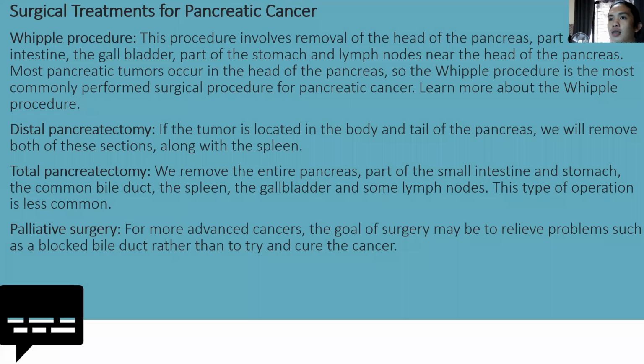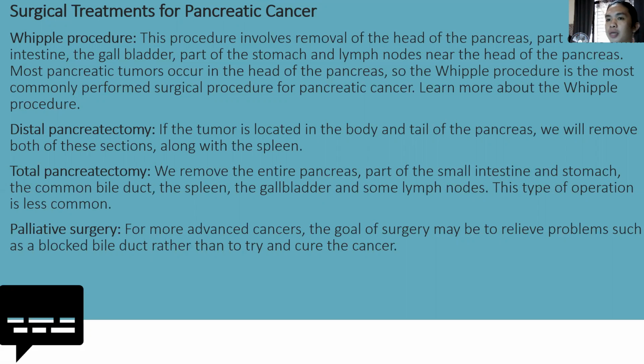Next, these are part of the treatments, the surgical ones. First one is the Whipple procedure. This procedure involves removal of the head of the pancreas, part of the small intestine, the gallbladder, part of the stomach, and lymph nodes near the head of the pancreas. Most pancreatic tumors occur in the head of the pancreas, so the Whipple procedure is the most commonly performed surgical procedure for pancreatic cancer.